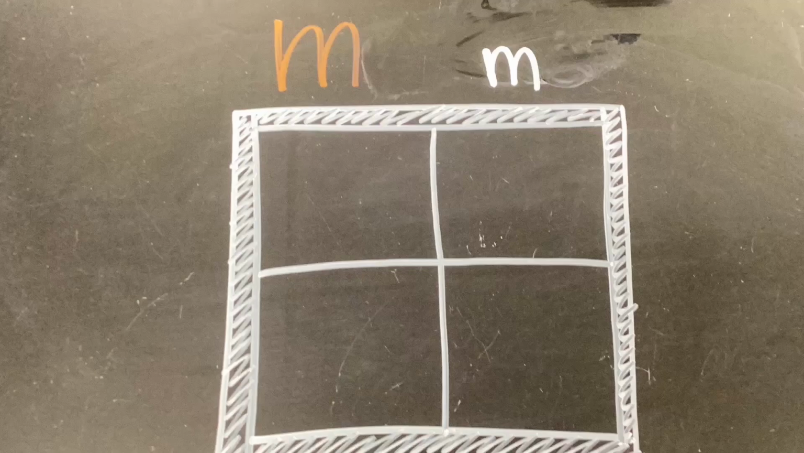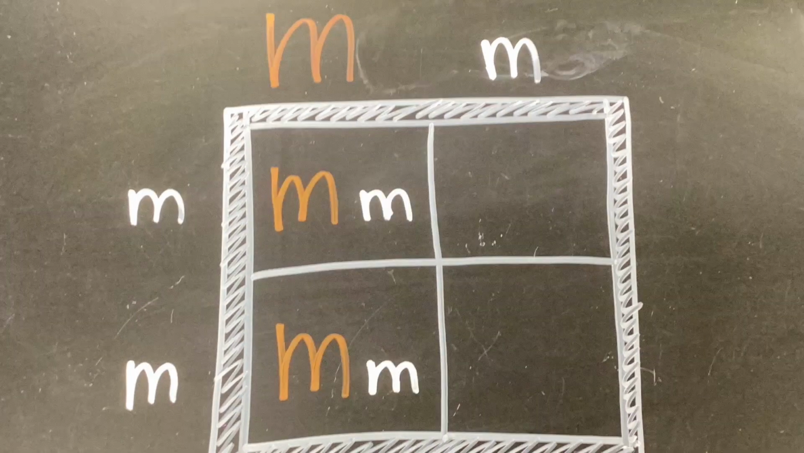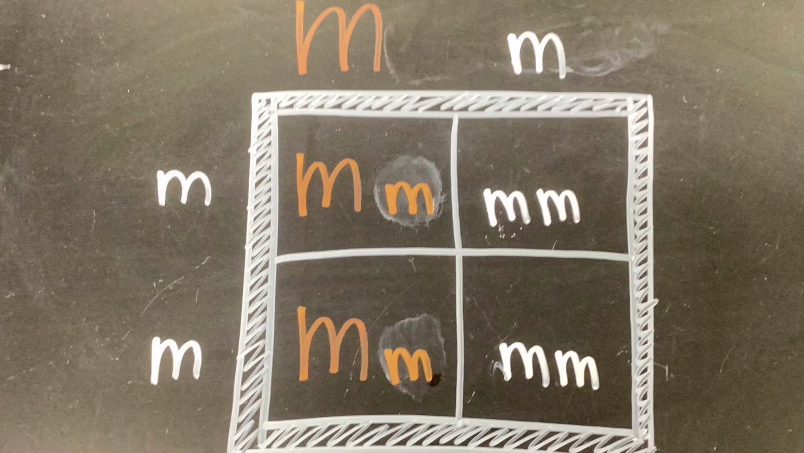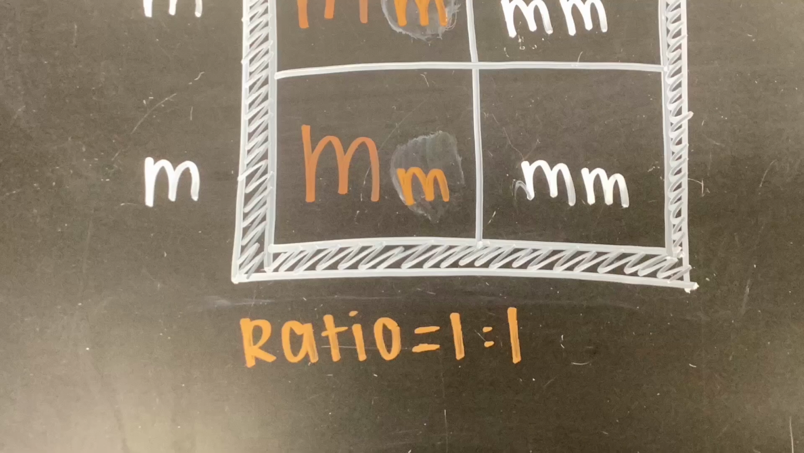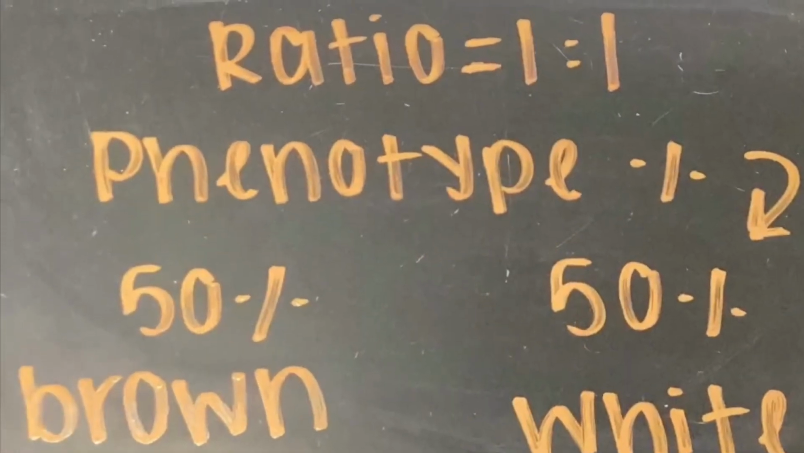We can use a Punnett square to predict the likelihood of the genotypes of offspring from our previous mice. Because the capital M is dominant and codes for dark fur, it overrides any light fur genotype that it is crossed with. In this case, the ratio of light to dark is 1:1, and the phenotype is 50-50.